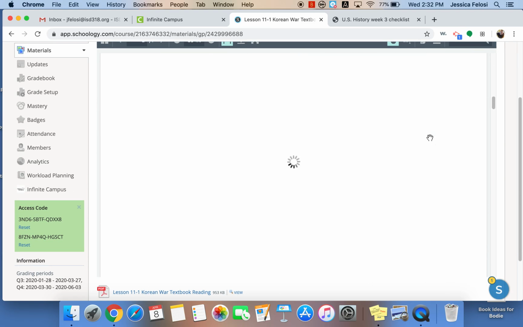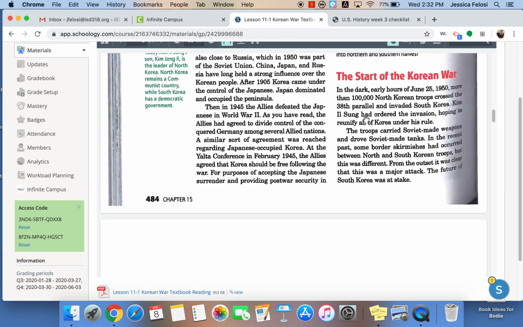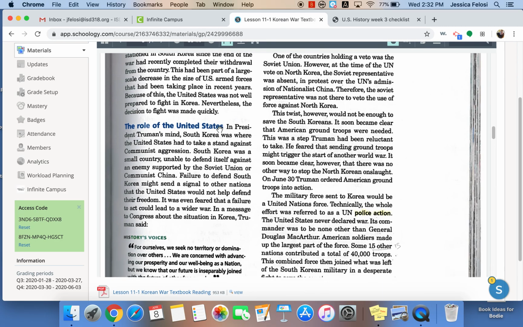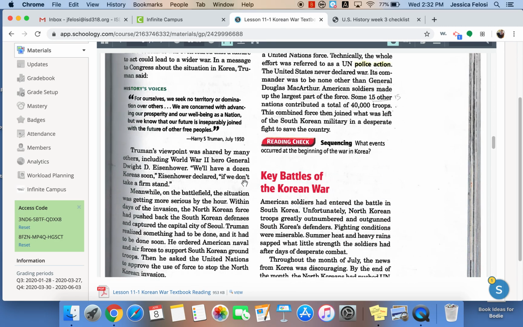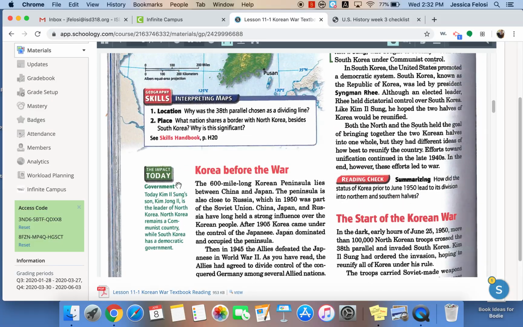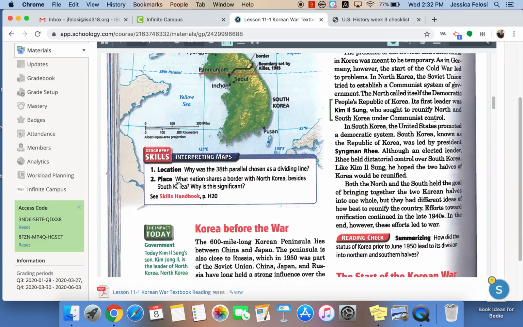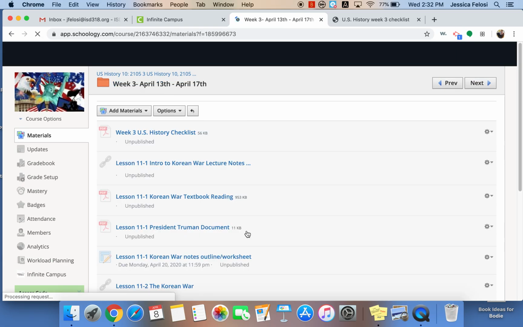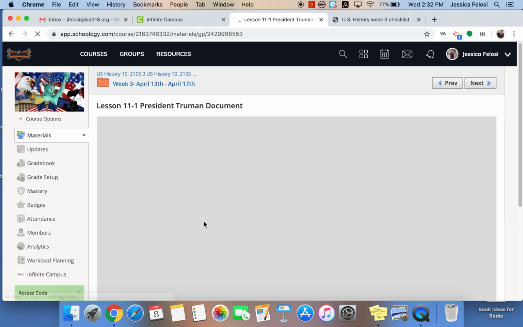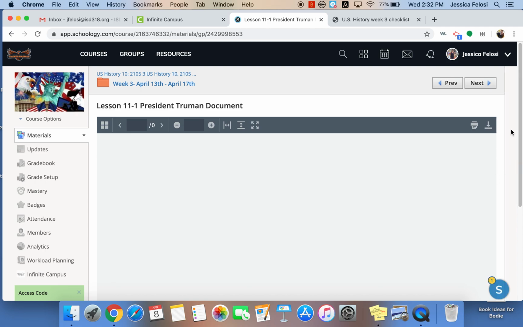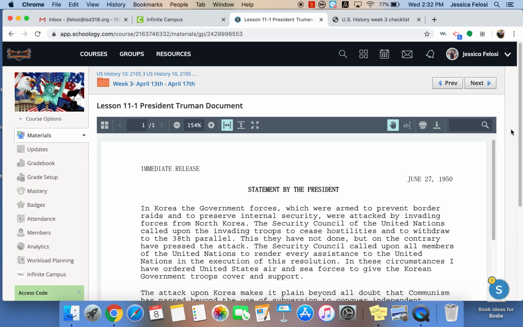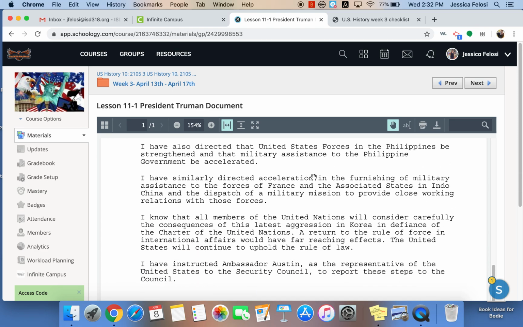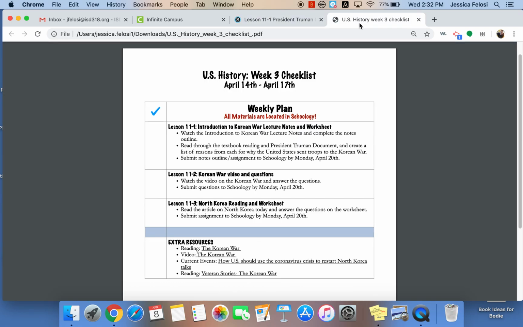What you need to read is starting here where it says the start of the Korean War, and you're going to read through until key battles of the Korean War. So you're just reading these 2 pages, here to here. And you are also going to read a second document, which is the President Truman document. This is a speech that President Truman gave in 1950, which is explaining his reasons for why the United States is joining in the Korean War.